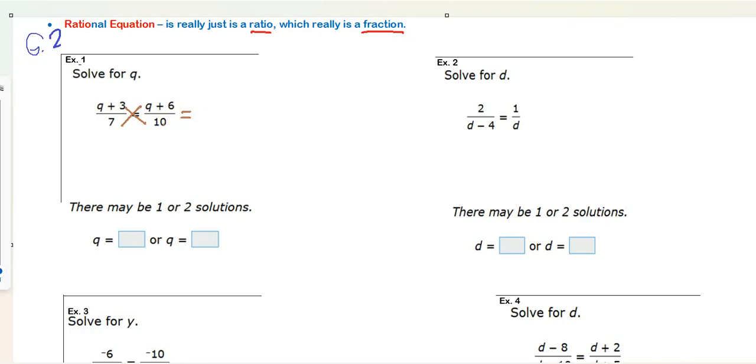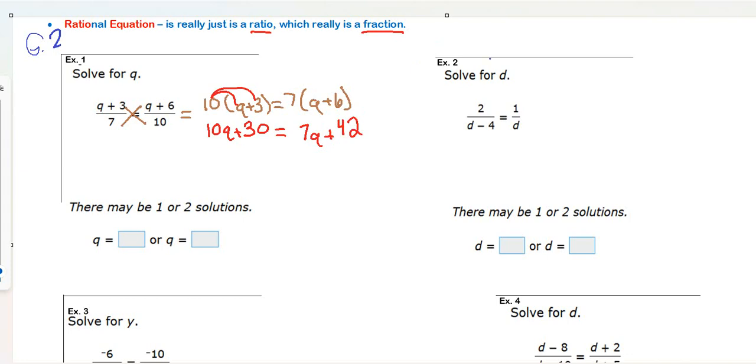All right, so the first thing that we're going to do is 10 times q, cross multiply that way. 10 times q plus 3 equals 7q plus 6. It's a little q. All right. Next step we're going to do is distribute the 10. 10 times q, 10 times 3. That gives us 10q plus 30 equals 7q. We're going to do the same thing here, plus 42.